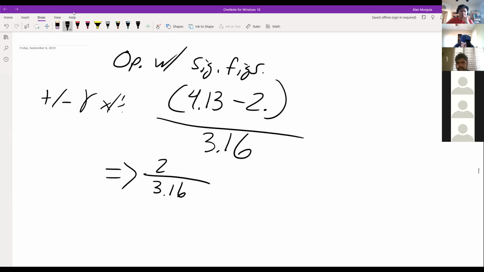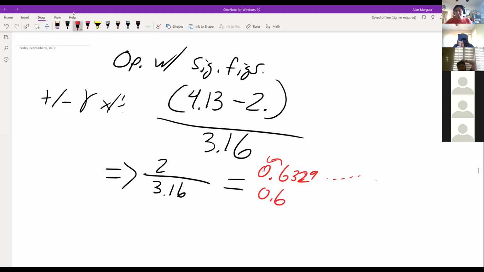And so right now, what would my final answer in sig figs be? 1. Yeah, it'd be just 1. Technically you can round it up to 1, but you want to be as precise with the number that you're given. If you were to work it out on your calculator, you would get 0.6329 and so on. So technically you can round it up to 1, but it's not as accurate as writing it as 0.6.